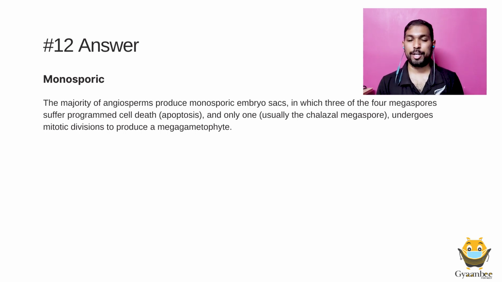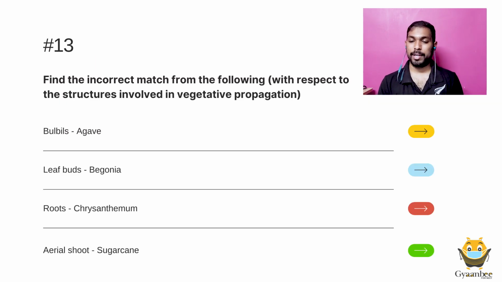We have come to the penultimate question of this video, which is question number 13. Find the incorrect match from the following with respect to the structures involved in vegetative propagation. Is it A. bulbils, agave, B. leaf buds, begonia, C. roots, chrysanthemum, or D. aerial shoot, sugarcane?